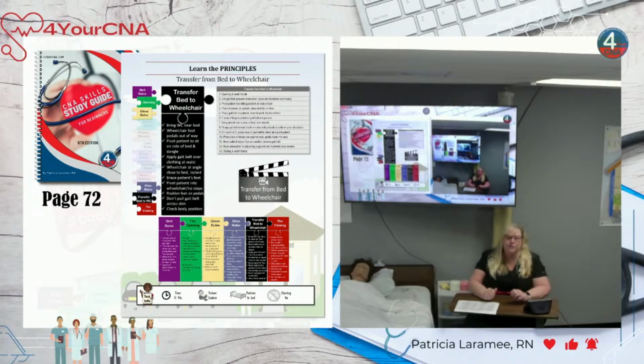Somebody with your level of experience should be able to transfer somebody out of bed and into a wheelchair in 11 minutes or less. I can do it in 3. It does not take 11 minutes to do this. It's going to take me more than that to teach it, but it doesn't take 11 minutes to do it.